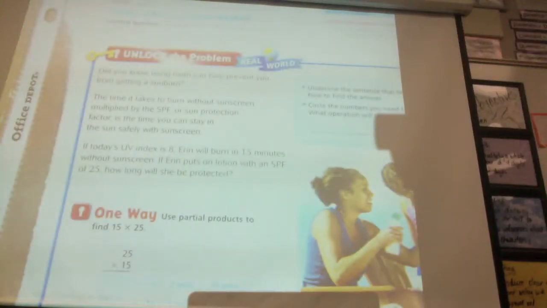Did you know that math can help prevent you from getting a sunburn? No. Who knew? Here's why. The time it takes to burn without sunscreen multiplied by the SPF. Now, you know when you buy sun lotion, it tells you the SPF. It'll say like 15 or 30.